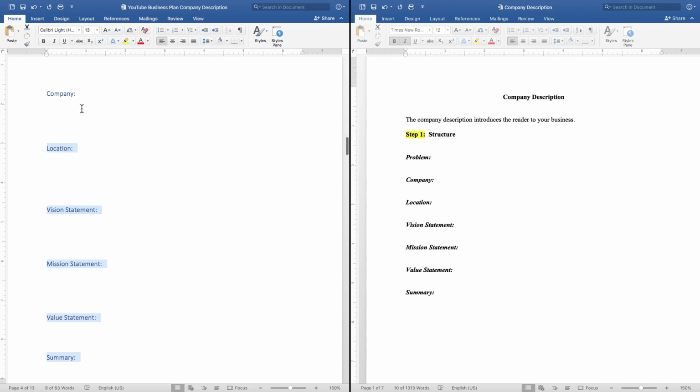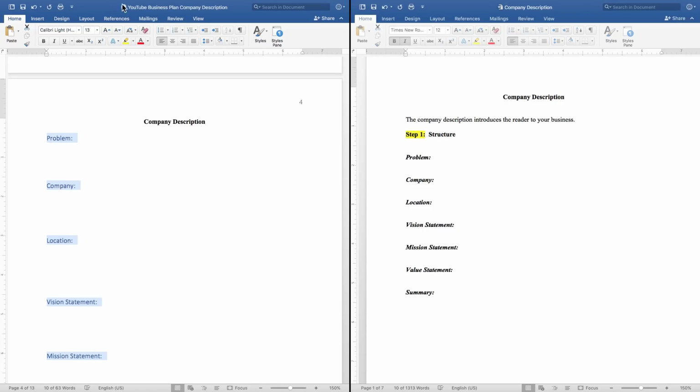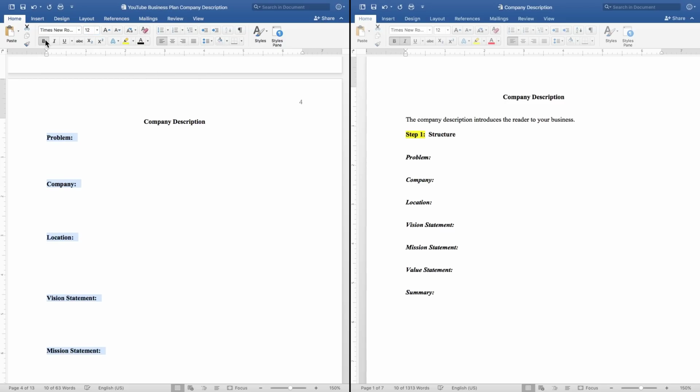And what this is doing is helping us again create structure to our business plan. All of our actions are going to be towards creating structure. It's going to be Times New Roman 12, and then we're going to go with a font of black, and we're going to bold it. We're also going to italicize these. So the main headings, we're going to center them, and we're going to have them bold.